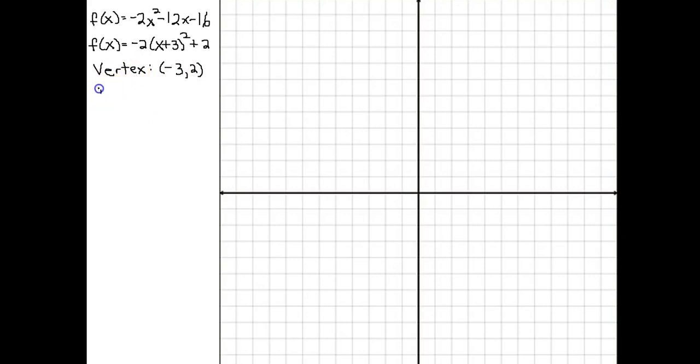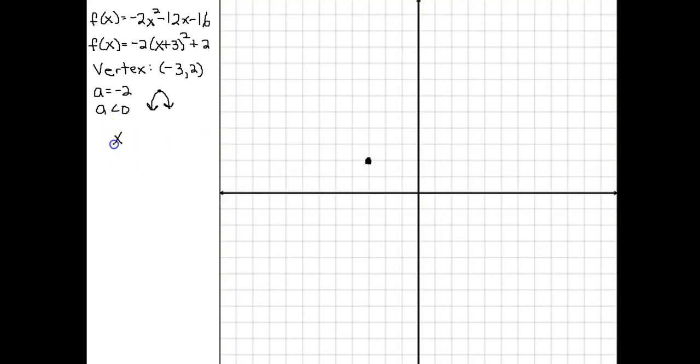And since a is negative 2, a is less than 0, that tells us the parabola does not hold water. It tells us it's shaped like that. It tells us the vertex is going to be at the tippy top here. Okay, so negative 3 comma 2. 1, 2, 3, 1, 2. We're right here.